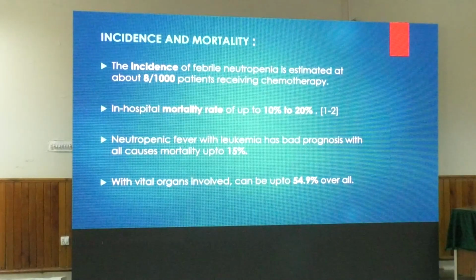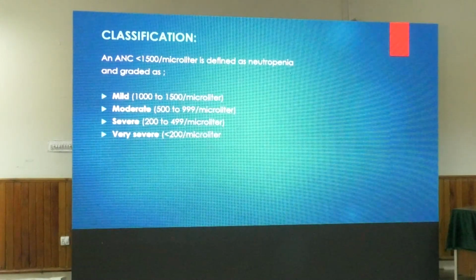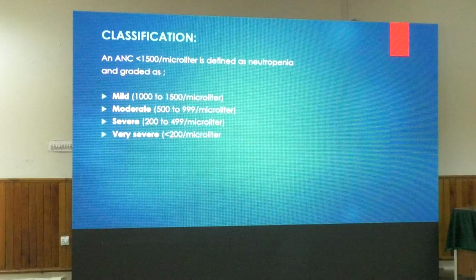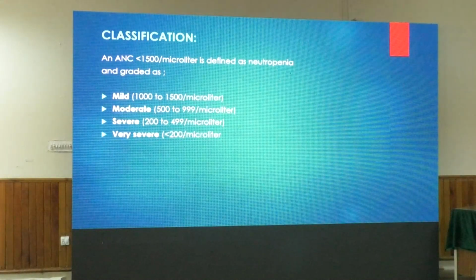Neutropenic fever with leukemia has a wide prognosis, as all-cause mortality is up to 15%. With vital organ involvement, mortality can be as high as 59.9%, which is very high. It's been classified depending upon ANC into mild, moderate, and severe. In some cases, an ANC of less than 100 is considered very severe.